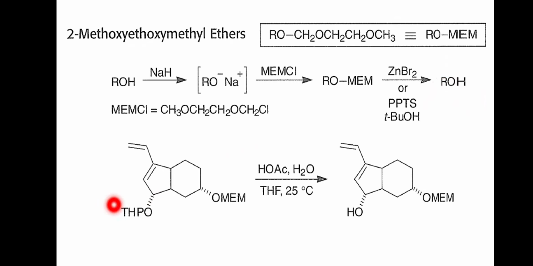And how do you deprotect a THP group? This is an example of deprotection of THP. You use acetic acid in presence of water, since, as I told you, ethers can be deprotected using acid hydrolysis.